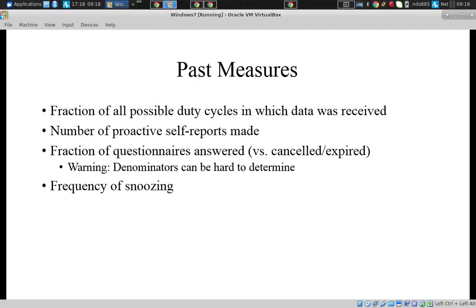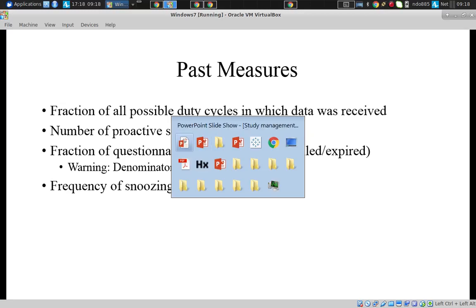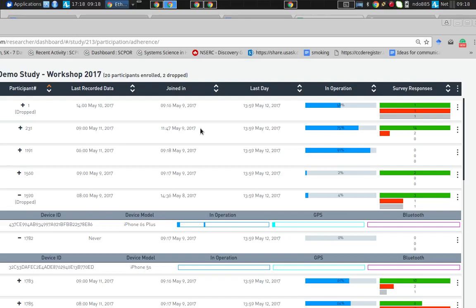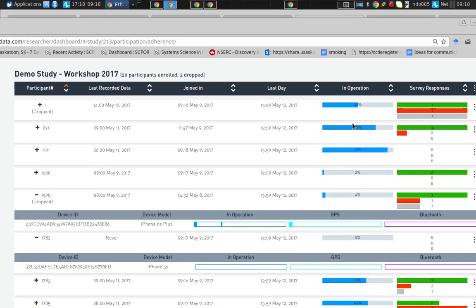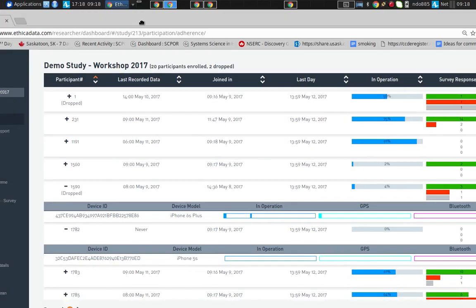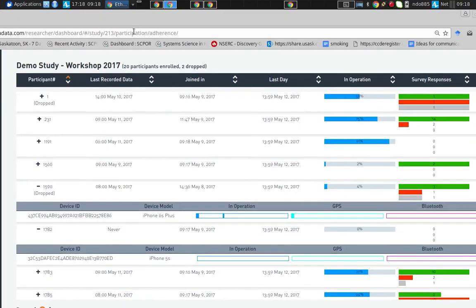There's an interesting question about what's the best way to measure involvement by people. And I don't have grand insights here, but you'll notice that Ethica does have, as part of the standard interface, in this adherence tab, this measure associated with, and I'm going to have to be careful here. Mohammed, this in operation, is that essentially that measure of the fraction of data received that could have been received from them? So this is one measure of adherence or involvement.